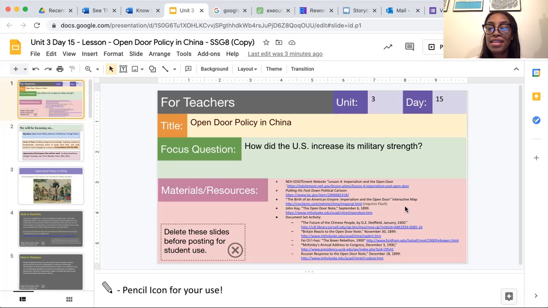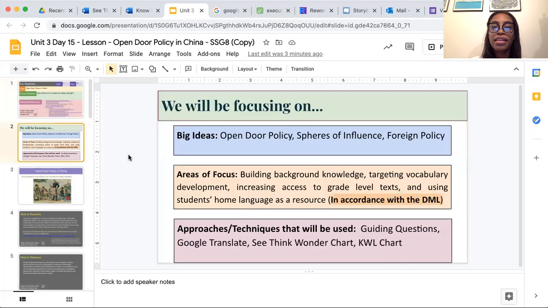The title of this lesson is Open Door Policy in China, and the focus question is how did the United States increase its military strength? The big ideas in this lesson are open door policy, spheres of influence, and foreign policy.